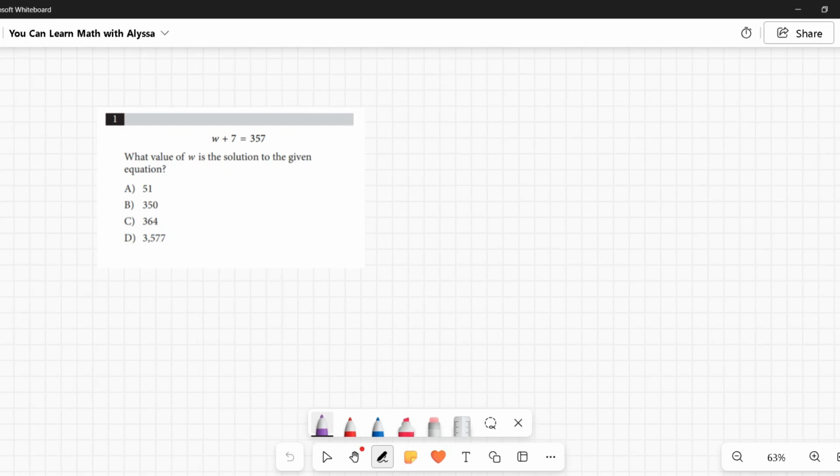W plus 7 equals 357. What value of W is the solution to the given equation? I'm so used to writing X, I wrote an X. This is going to be just an algebraic equation. We don't have to do anything super fancy here. So W plus 7 equals 357.